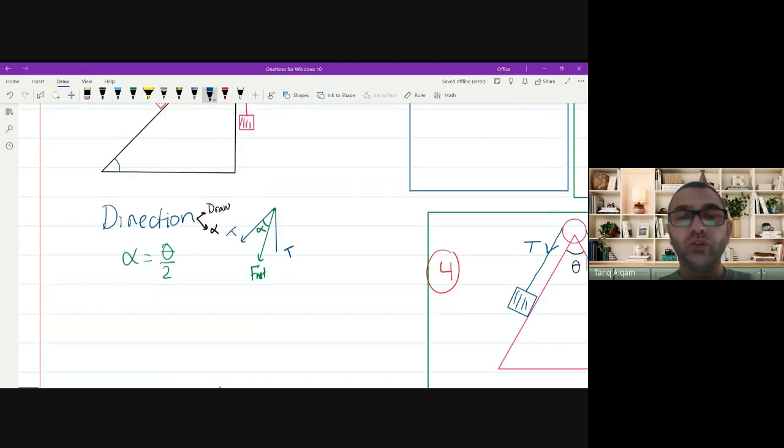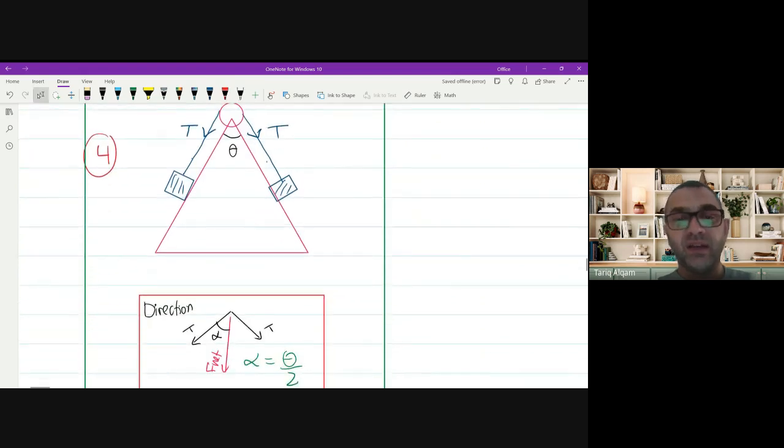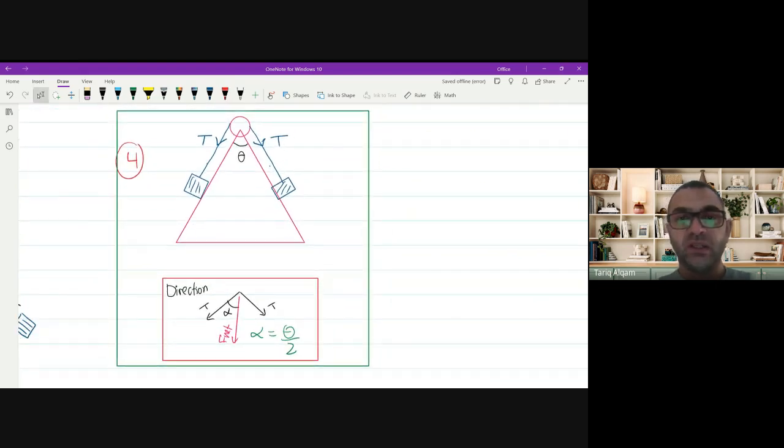Now if I want to find the direction, I also have to draw the following. This is the first tension, and this is the second tension. These arrows must be the same length because the two tensions are the same. The resultant force should be between them. This is F net. Also show this for the examiner. This is alpha, and alpha is always theta over 2. Similarly, if I have a wedge like this, this is theta.